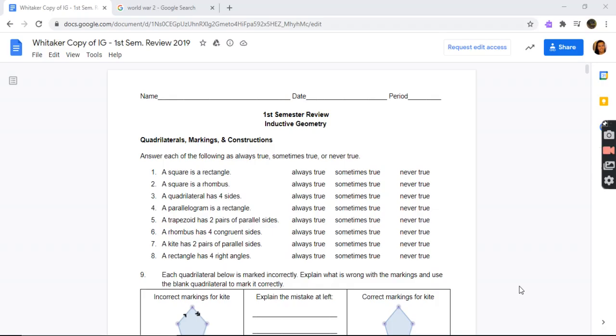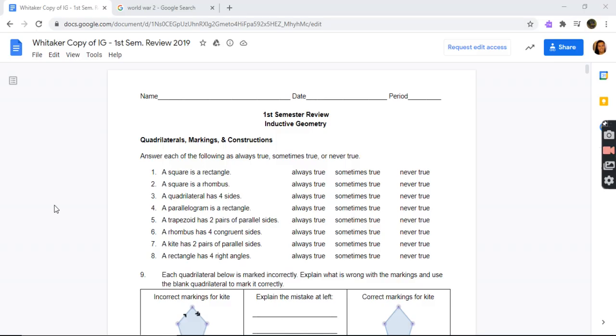Okay, so this is from the first semester of Geometry Inductive, Mrs. Whitaker's copy of the IAG First Semester Review 2019. This is the first semester review, inductive geometry: quadrilaterals, markings, and constructions. Answer each of the following as always true, sometimes true, or never true.